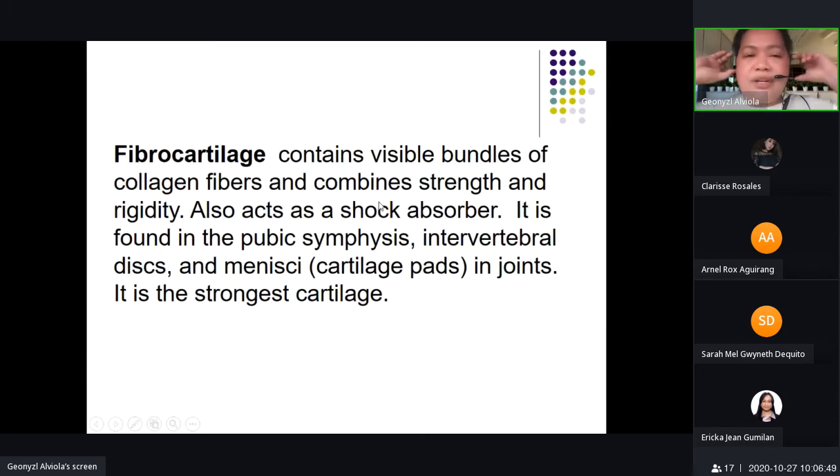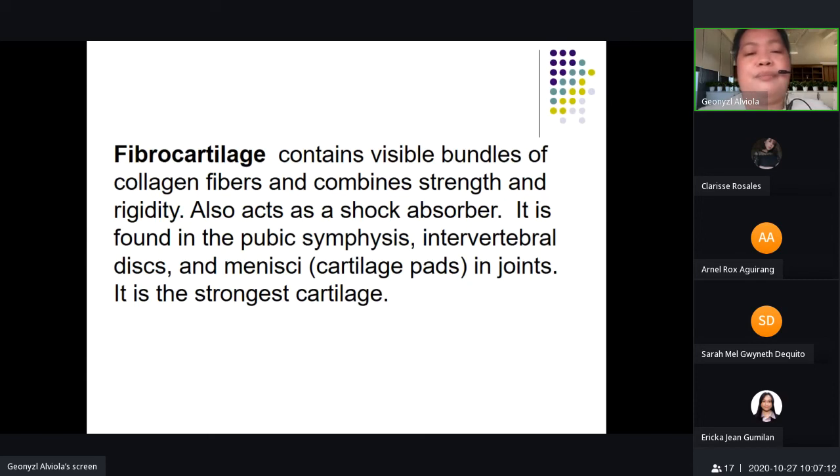Next, fibrocartilage contains visible bundles of collagen fibers and combines strength and rigidity. It also acts as a shock absorber. So, have an idea of a shock absorber. They are only located in specific areas. It is found in the pubic symphysis.